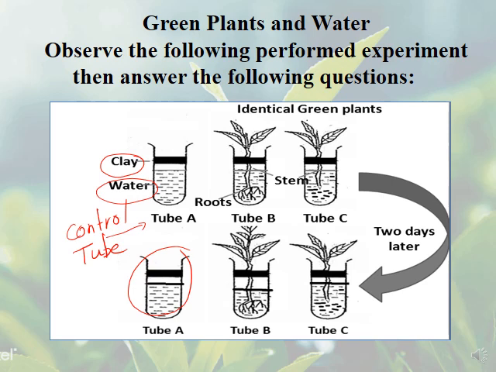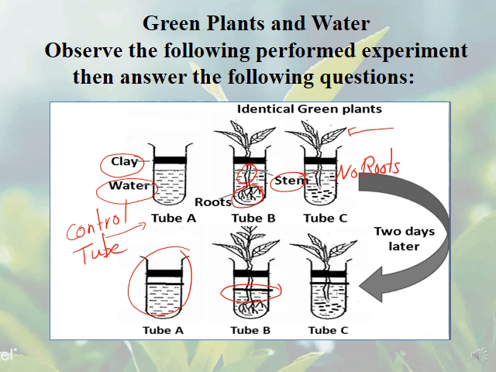In tube B and tube C, both of them have a plant. In tube B we have a plant containing a stem, which is this part, and containing the roots, which is this part. After 2 days, the level of water drops to a lower level as shown here. While in tube C, the plant contains leaves and a stem but without roots, so no roots. So this is the difference between tube B and tube C.